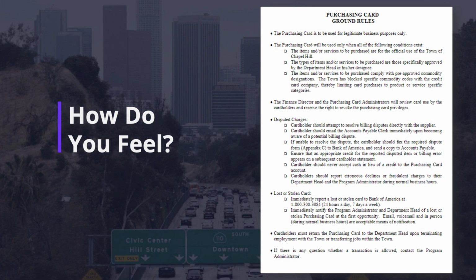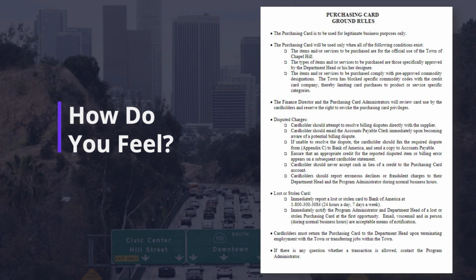If you take a look at these purchasing card ground rules, I want you to ask yourself how you feel reading them. Think about how just the look of the document is affecting you. And as you begin to read through the document, the first line, the purchasing card, is to be used for legitimate business purposes only. Almost makes me feel like maybe they suspect I'm not going to do something legitimate. And this very formal, stuffy language is also creating a barrier in my mind.